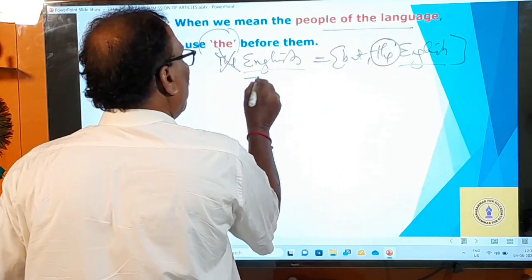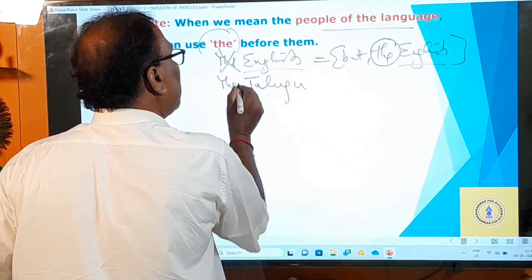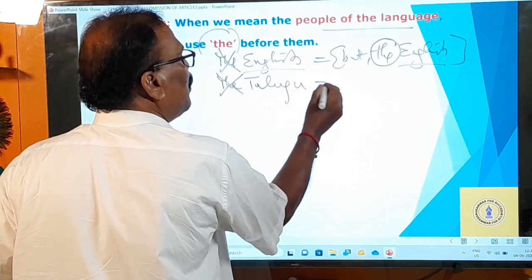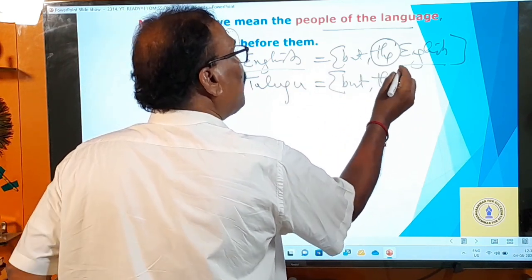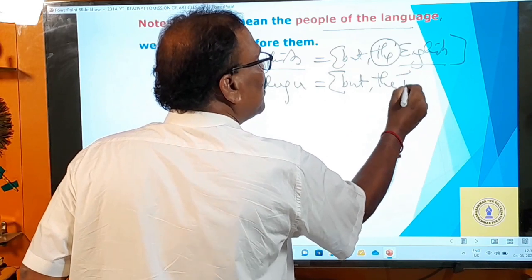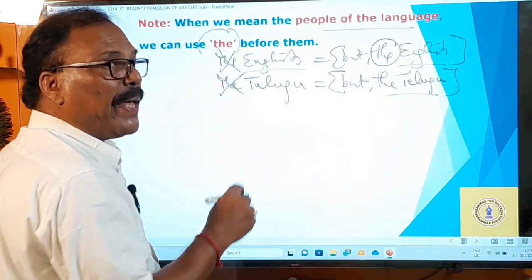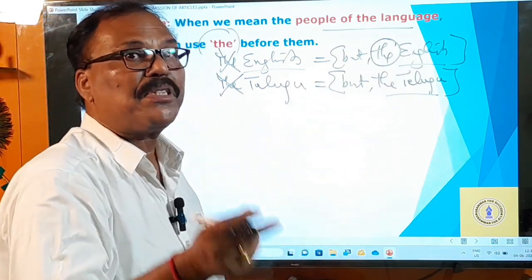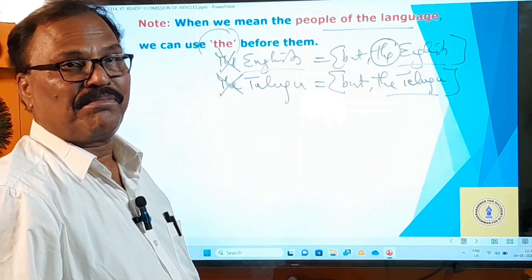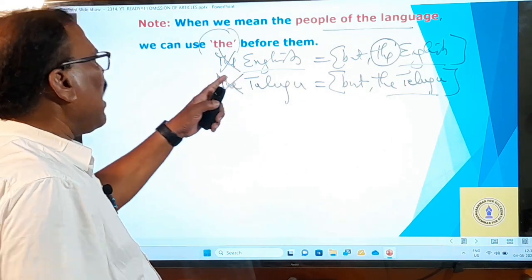Here you see one more example. Telugu is a language. When you think it is a language, no article should be used. But when you think of the people speaking that language, you can say the Telugu. The Telugu means the people speaking the Telugu language. The English means the people speaking the English language. That is the meaning. Like that all.